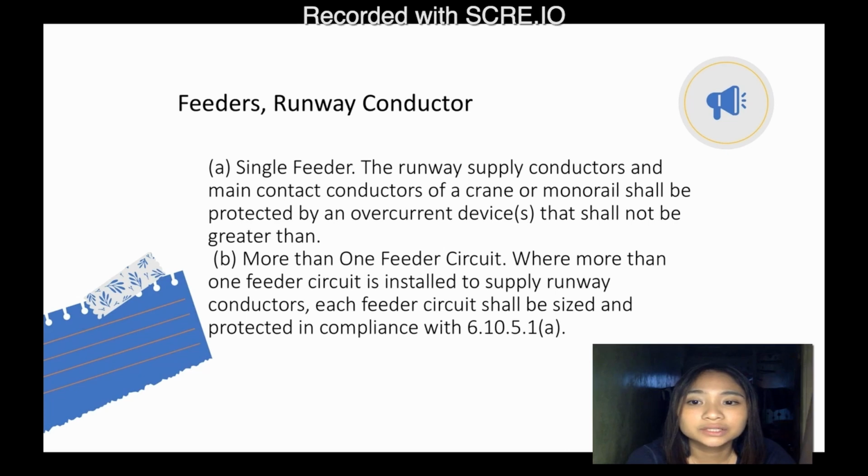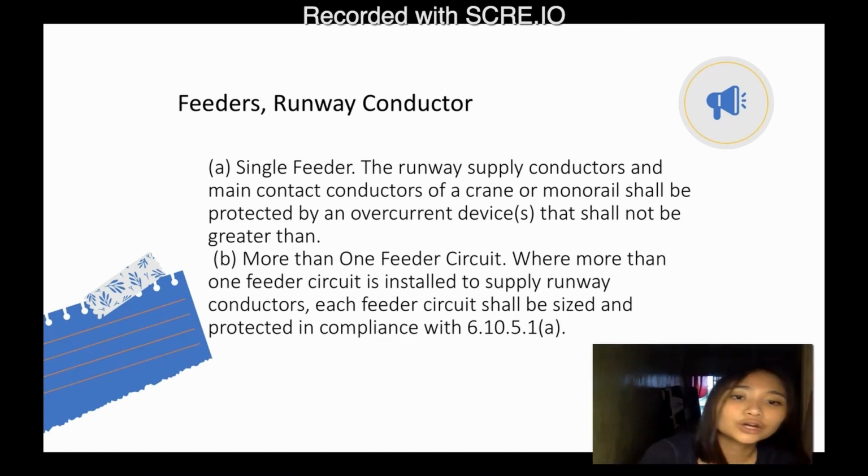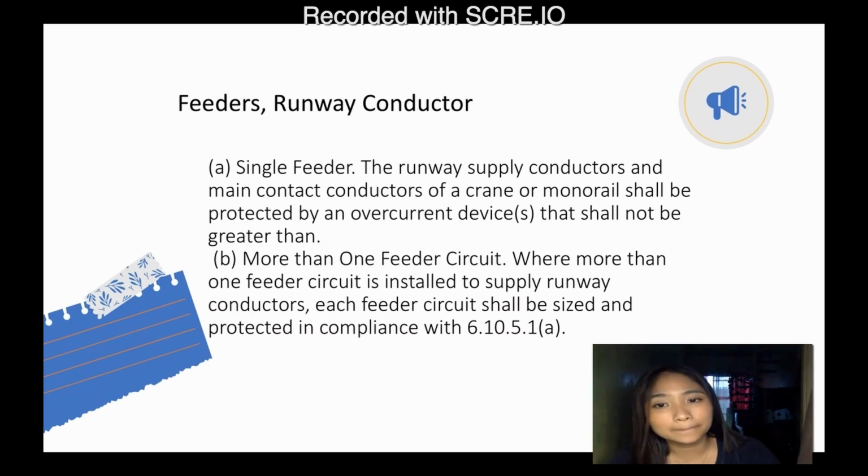Feeders, runway conductors. A single feeder that supplies the runway conductors and main contact conductors of a crane or monorail crane shall be protected by an overcurrent device that shall not be greater than the rating required. For more than one feeder circuit, where more than one feeder circuit is installed to supply runway conductors, each feeder circuit shall be sized and protected in compliance with the 6.10.1a table.